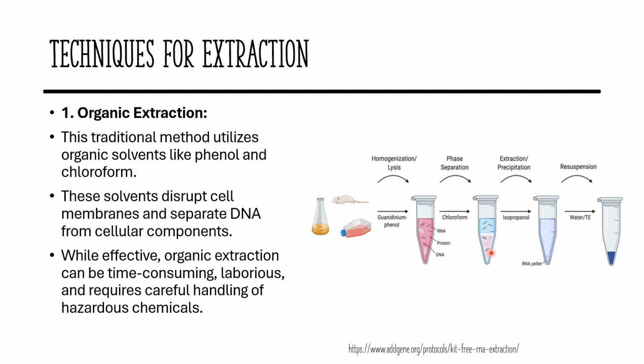Following phase separation, the nucleic acids can be selectively precipitated from the aqueous phase by the addition of isopropanol or ethanol. The precipitation step removes residual salts and contaminants, yielding a crude nucleic acid pellet. The pellet is then washed with ethanol to remove any remaining impurities before being resuspended in an appropriate buffer, such as a TE buffer, for further analysis or downstream applications.